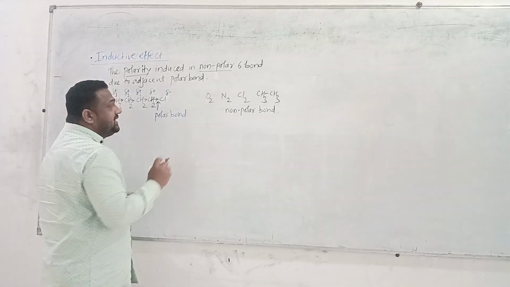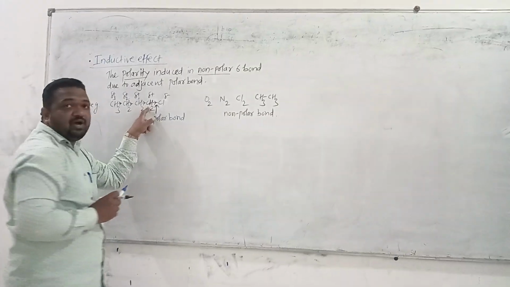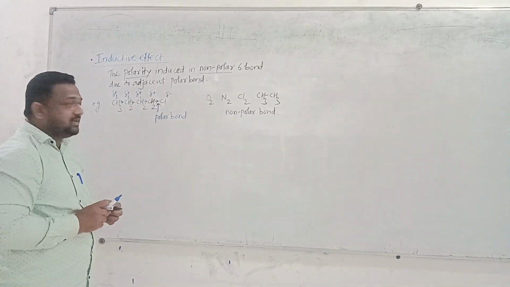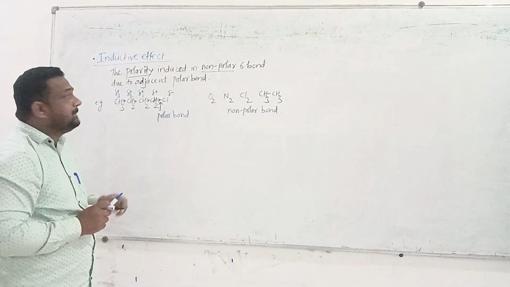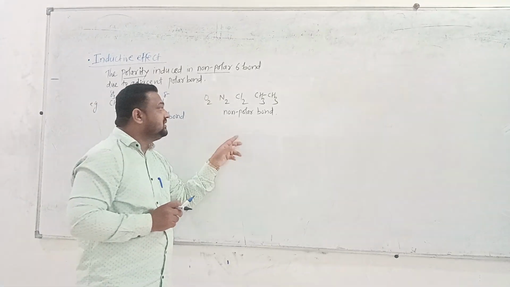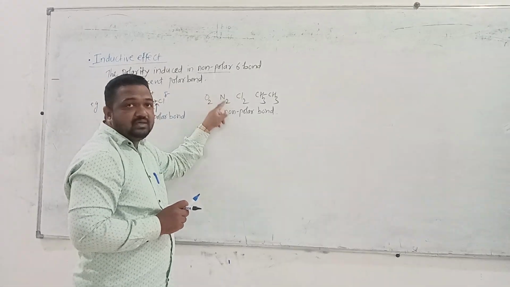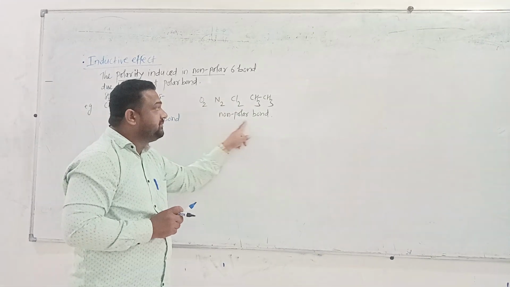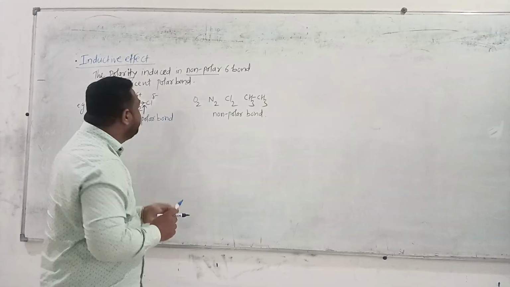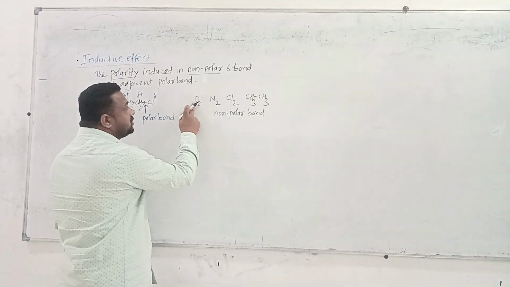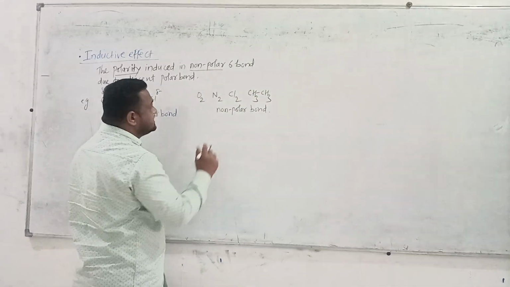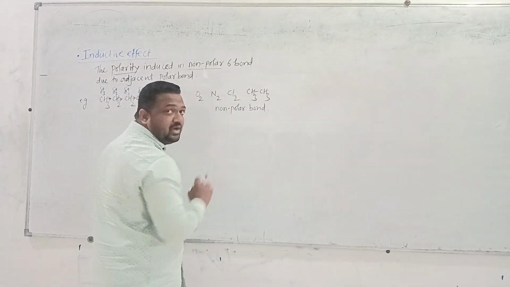First, a polar bond means a bond between two different atoms having different electronegativity. This is called a polar bond. And a non-polar bond means a covalent bond between two same atoms having the same electronegativity. These are called non-polar covalent bonds. The bonds in O2, N2, Cl2 and the CH3-CH3 single bond are non-polar covalent bonds.